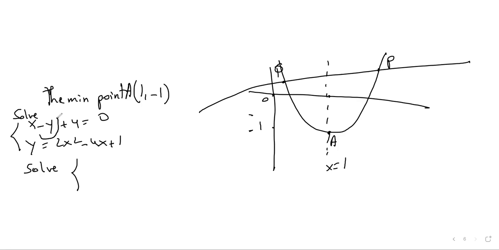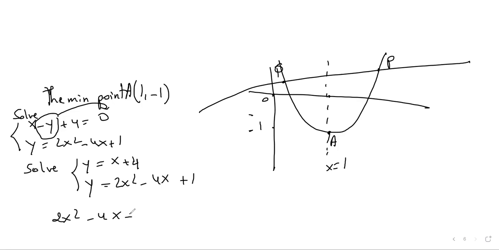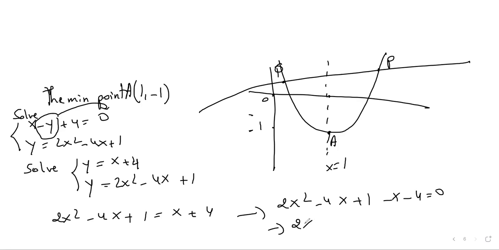So if I send y to this side, I have that y is equal to x plus 4. And then I have y is equal to 2x squared minus 4x plus 1. Then substitute: 2x squared minus 4x plus 1 is equal to x plus 4. Send everything to the other side, you will have 2x squared minus 4x plus 1 minus x minus 4 equal to 0. So the equation that I'm solving is 2x squared minus 5x minus 3 is equal to 0.